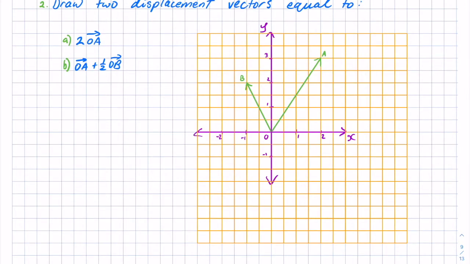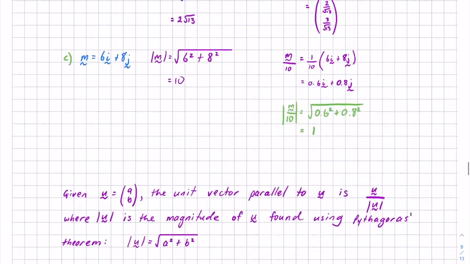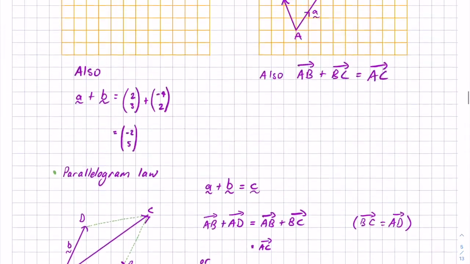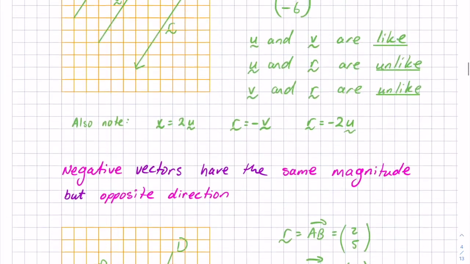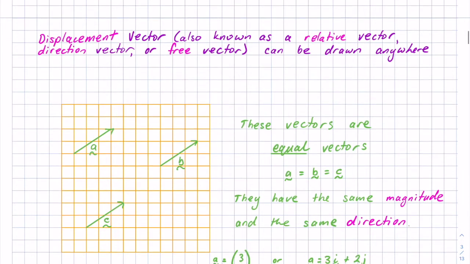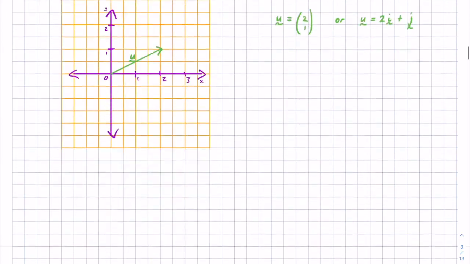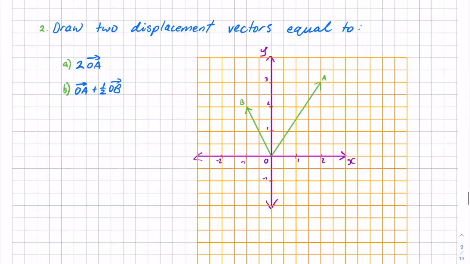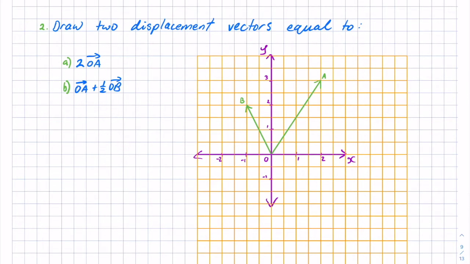In number 2, we're asked to draw 2 displacement vectors. Remember, what are displacement vectors? Let's go back up and remind ourselves. There are so many different names and we need to really learn all of them. A displacement vector is a relative vector, a direction vector, a free vector, which can be drawn absolutely anywhere. So we can draw that anywhere that we want to on this plane. So we need to draw 2 displacement vectors equal to 2OA.